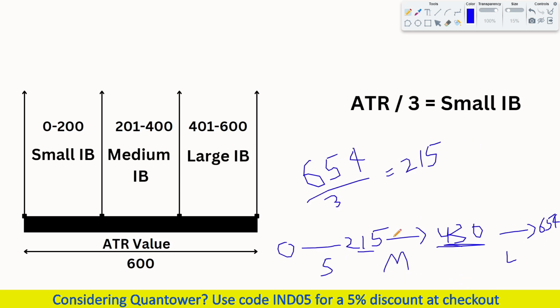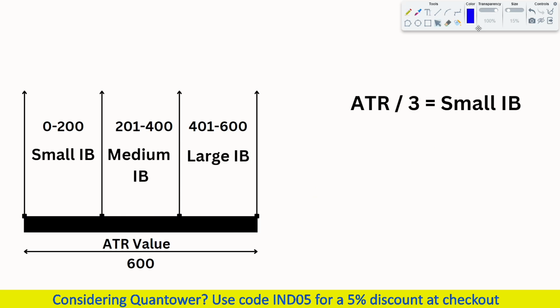And in other words, let's assume this is the IB, then I will make it into three equal parts. If my IB is lying in this part, I will consider it as small, in this part I will consider it as medium, and this part I will consider as large.